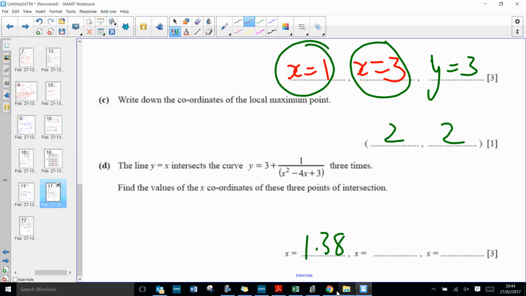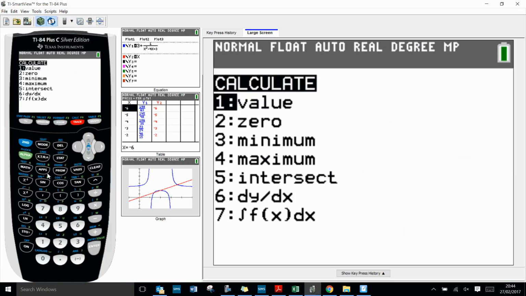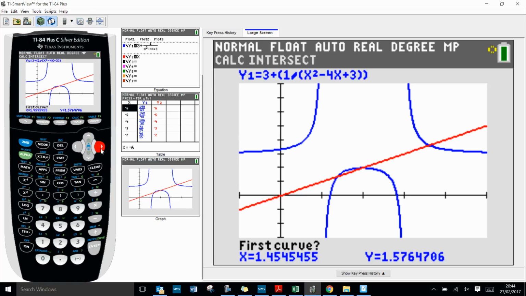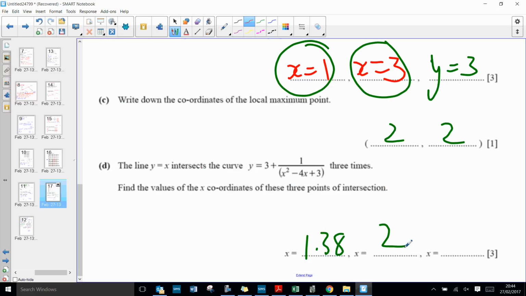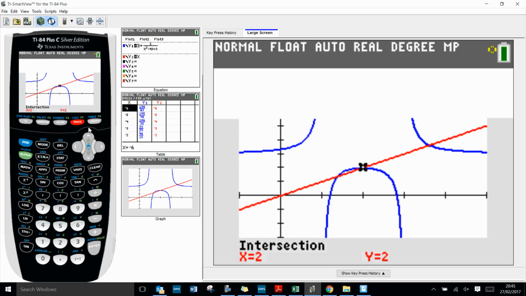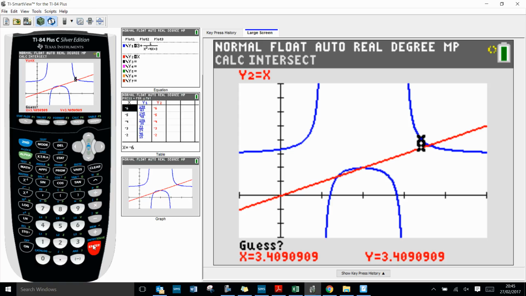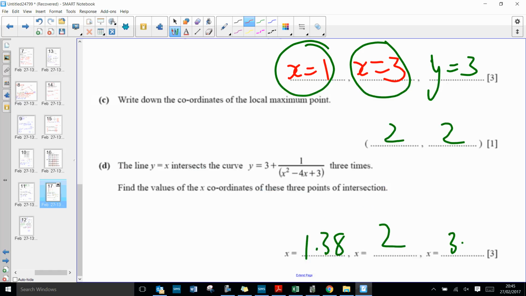Second one, second calc intersect, first curve, second curve, guess. 2, 2, so x equals 2. And the third one, second calc intersect, first curve, second curve, and guess, and 3.62. Done.